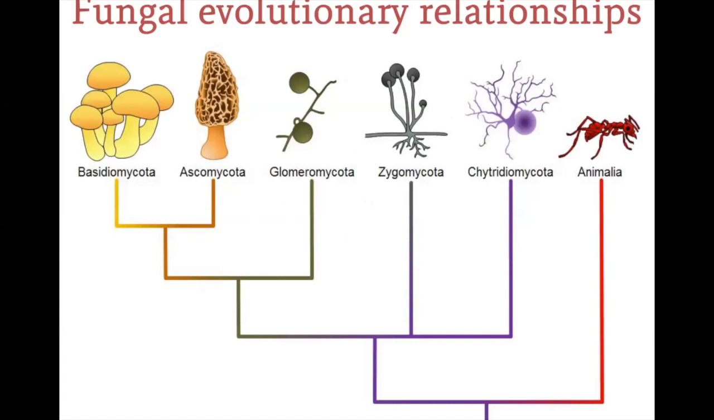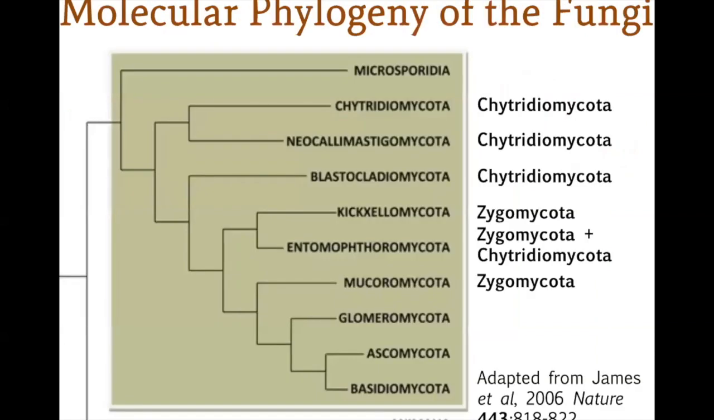And what I'm showing you here is the fungal evolutionary relationships that were covered in 204. And so this is the basic picture showing the Basidiomycota, Ascomycota, the Glomeromycota that we didn't really cover, and the Zygomycota and Chytridiomycota. And what I'm going to do is, if we move to the next slide, is show you the actual evolutionary relationships of the different groups of fungi. And so here's the next slide.